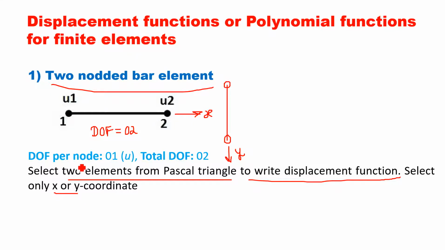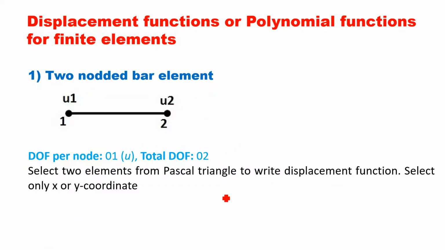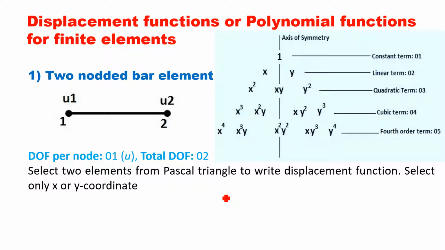So how many elements we have to select? 2 elements from the Pascal triangle. Why 2 elements? Because total degrees of freedom are 2. Why total degrees of freedom are 2? Because there are 2 nodes, and at each node there is 1 degree of freedom, which is called axial displacement, right? So this is the Pascal triangle. 2D Pascal triangle we will use to write down the displacement function of 2-noded bar element.